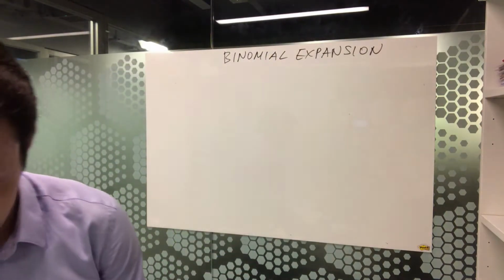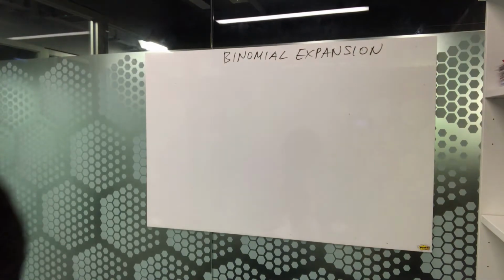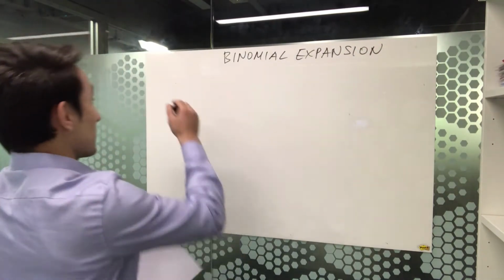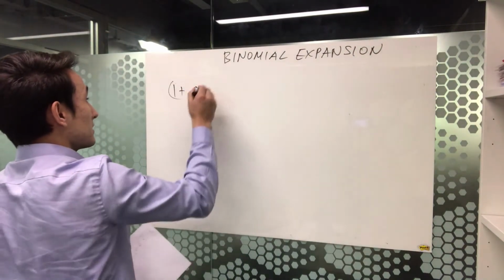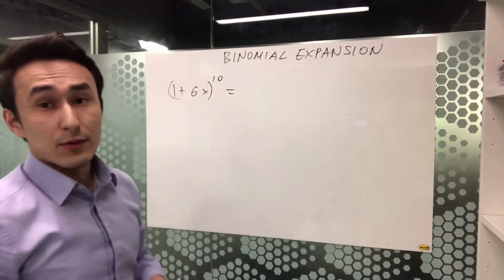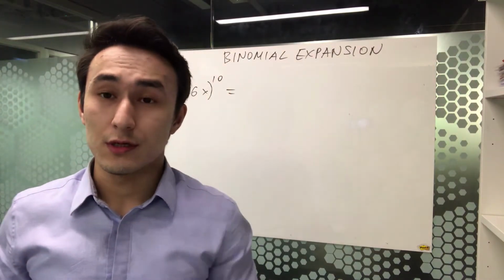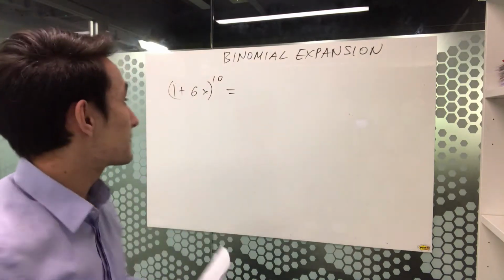So the first example is the following: (1 + 6x) to the power of 10. The question is, find the first 4 terms of this expansion.